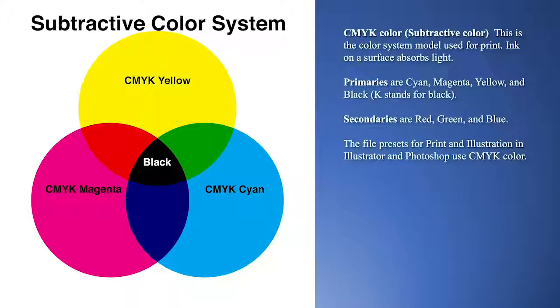The primaries are cyan, magenta, yellow, and black, but black is basically not really a primary, but it's because you cannot mix a true black with mixing ink. The secondaries are red, green, and blue. The file presets for print and illustration in Illustrator and Photoshop use CMYK color.